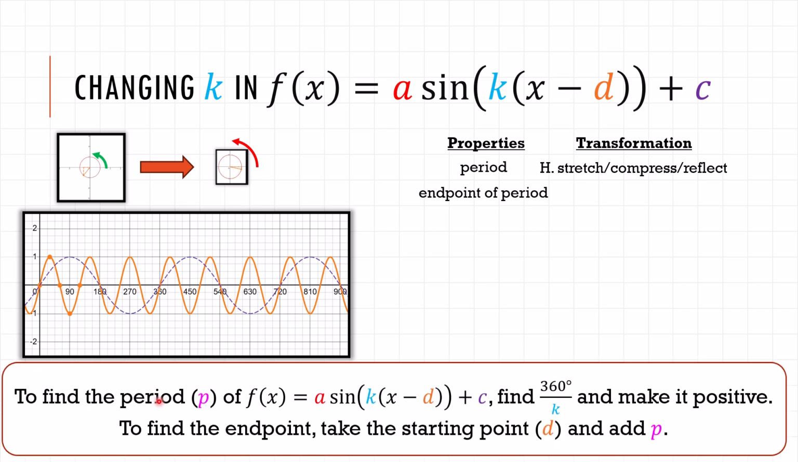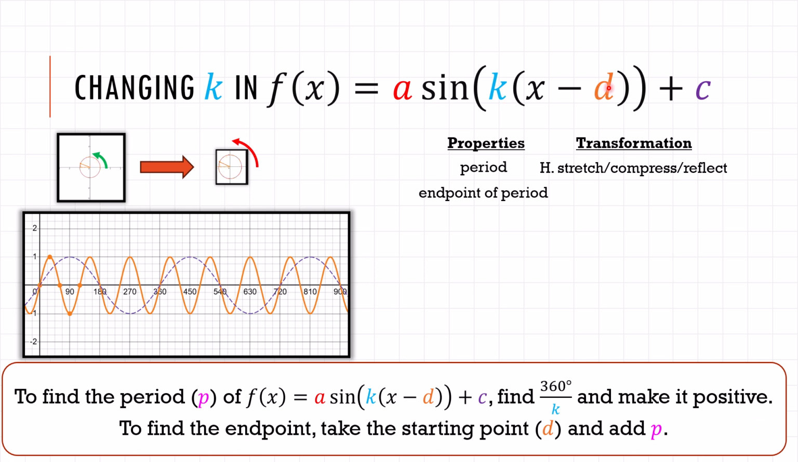And so to find the period of a function, it's actually quite easy. All we do is take 360 degrees and divide it by k. So if this was sine of 3x, k would be 3, and 360 divided by 3 is exactly 120, and that's the period of this function right here. Now, of course, we always express the period positively. So again, we'll take this number and we'll take the absolute value of it to make it positive. That allows us to find the endpoint.